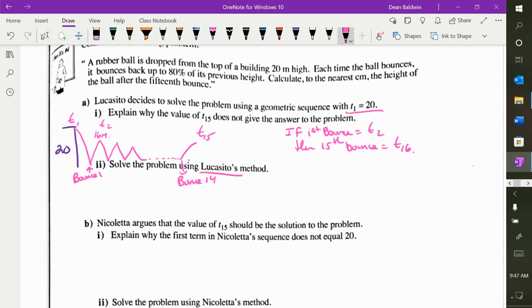So T16 is equal to, what's my A value? What's the initial height? 20 meters, because we're using T1 as 20. What's the R value? 0.8, right? It goes to 80% of the previous height.